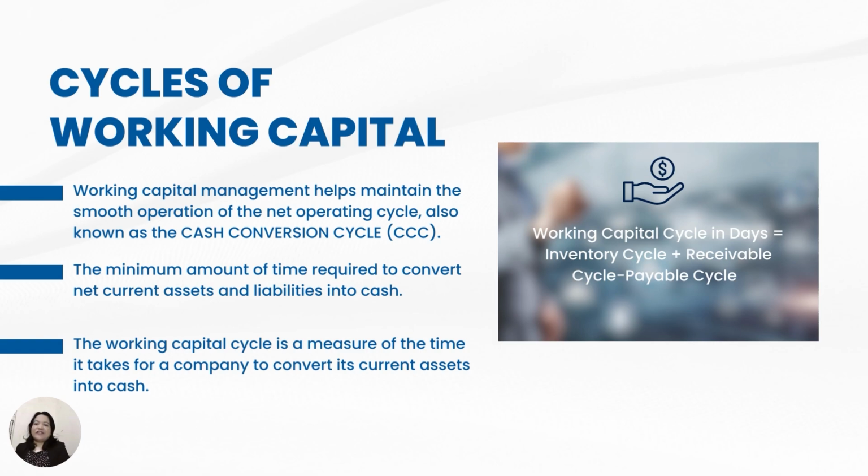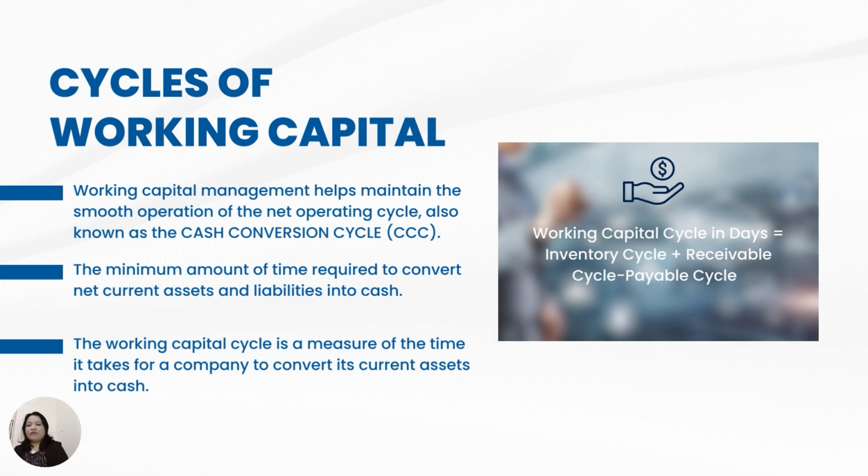In addition to the ratios discussed, companies may rely on the working capital cycle when managing working capital. Working capital management helps maintain the smooth operation of the net operating cycle, also known as the cash conversion cycle or CCC. It is the minimum amount of time required to convert net current assets and liabilities into cash. The working capital cycle is a measure of the time it takes for a company to convert its current assets into cash.